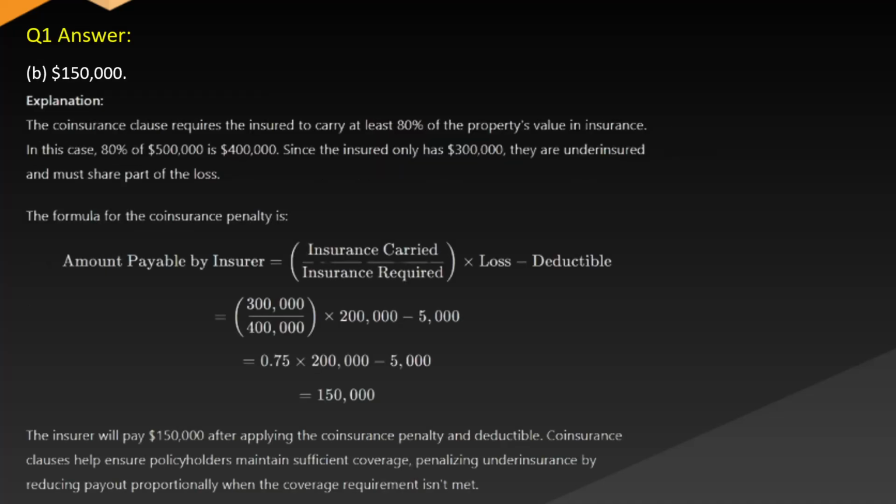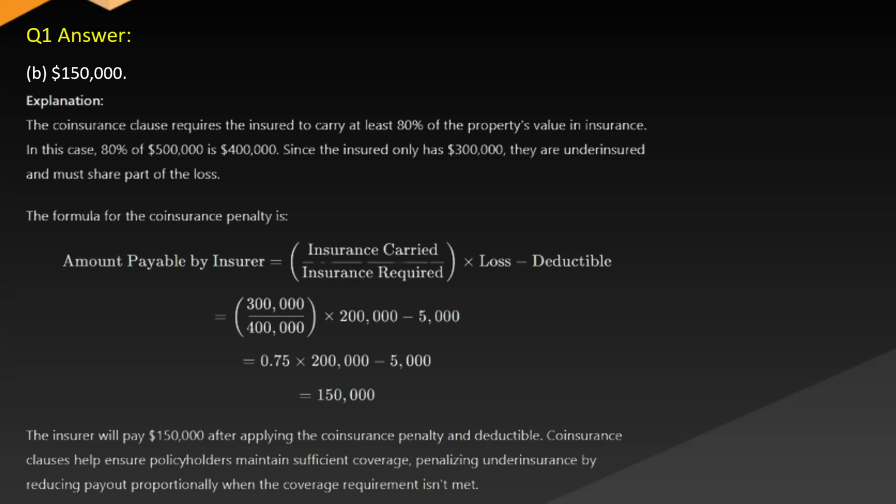Answer B. $150,000. Explanation. The coinsurance clause requires the insured to carry at least 80% of the property's value in insurance. In this case, 80% of $500,000 is $400,000. Since the insured only has $300,000, they are underinsured and must share part of the loss.